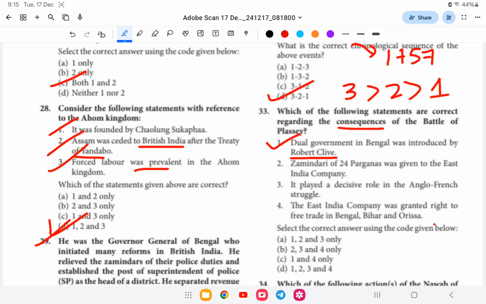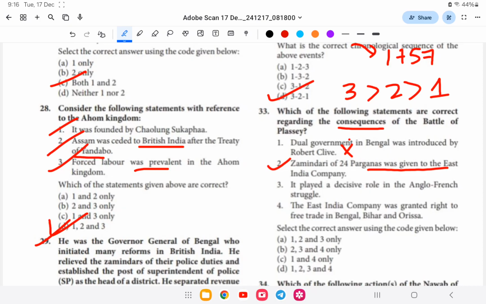Okay, the dual government, though, after the Battle of Plassey, was started after the Treaty of Allahabad. So it is wrong, sorry, I'm confusing a little bit. The Battle of Plassey began in 1757, and the Treaty of Allahabad was in 1764-1765, after the Battle of Buxar. So one is wrong. Two is correct, as the 24 Parganas were given to the East India Company after the Battle of Plassey.